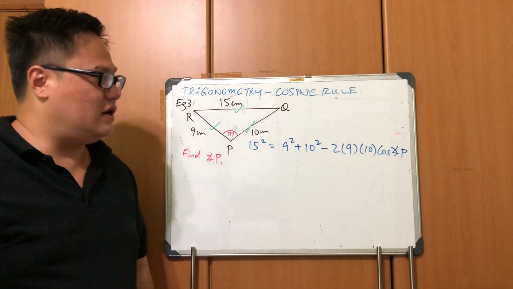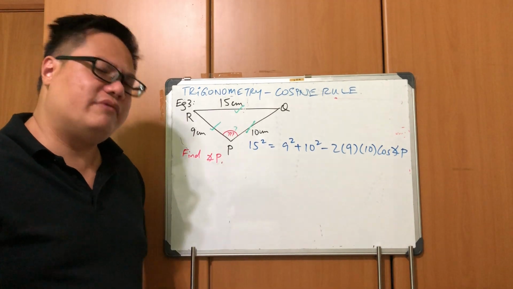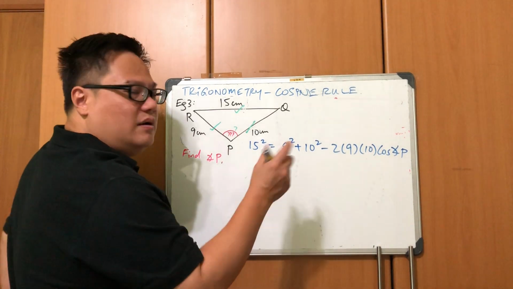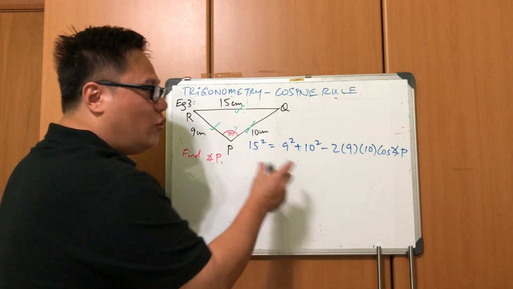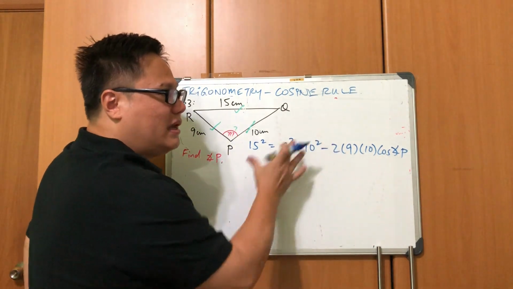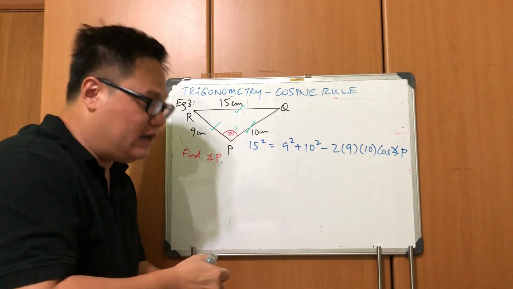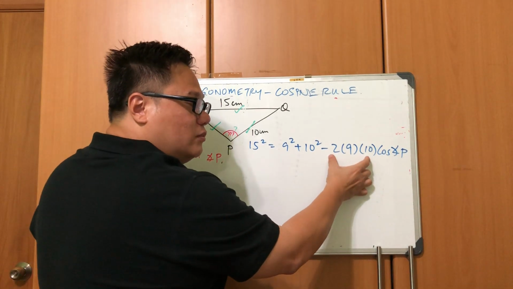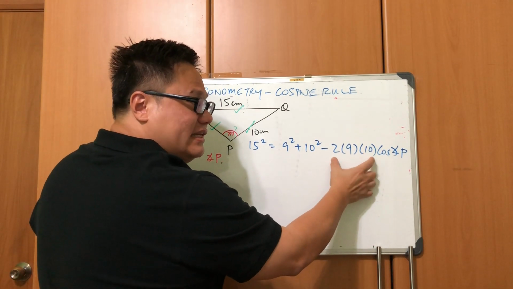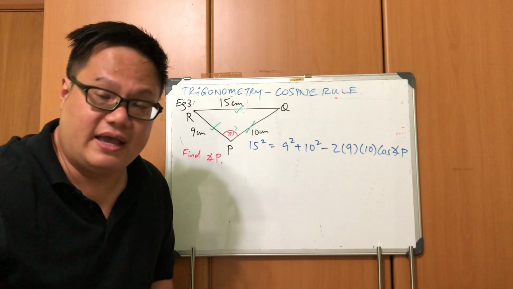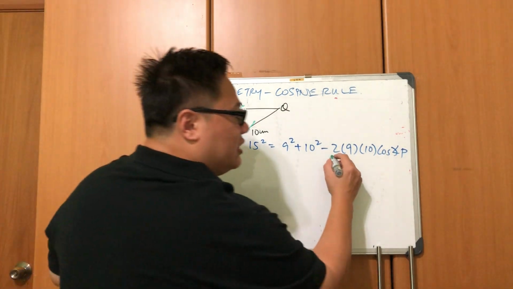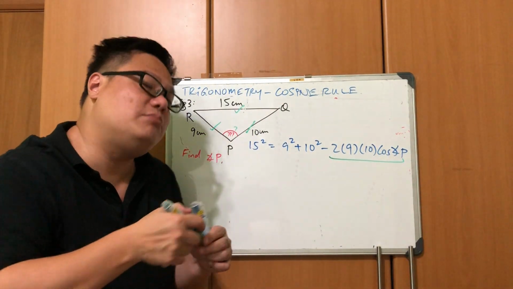But please be careful. From my years of teaching, I realized that some students, because they're not so strong in algebra, do not know what is term, what is factors, and do not know how to manage it. Please look, this negative 2 times 9 times 10 is not detached from cosine angle P. No, it's not. This whole thing is one term by itself.